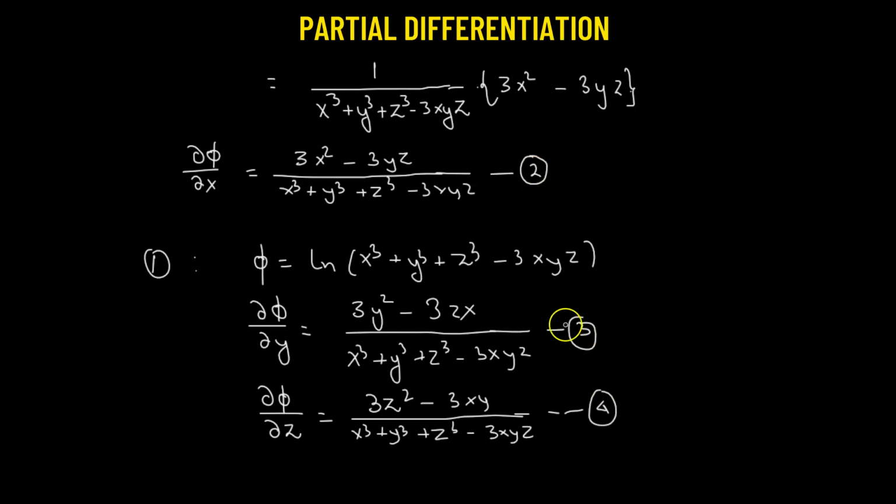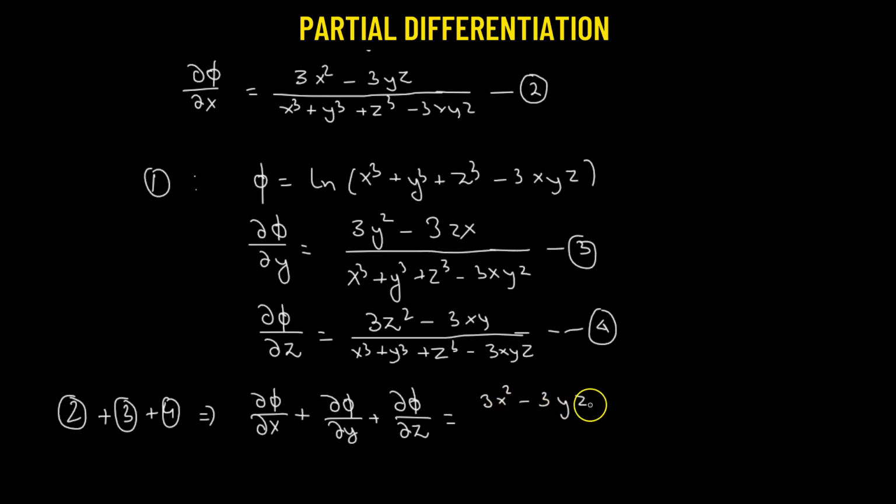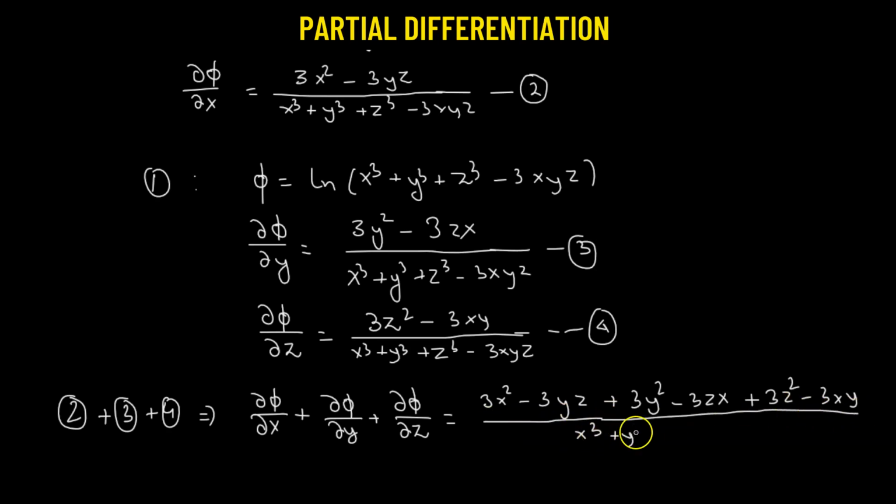Now we'll add equations 2, 3 and 4, and this should give us the partial of phi with respect to x plus the partial of phi with respect to y plus the partial of phi with respect to z. We have a common denominator in each of the 3 cases, so we add up the numerators to get 3x squared minus 3yz plus 3y squared minus 3zx plus 3z squared minus 3xy, all divided by x cubed plus y cubed plus z cubed minus 3xyz.